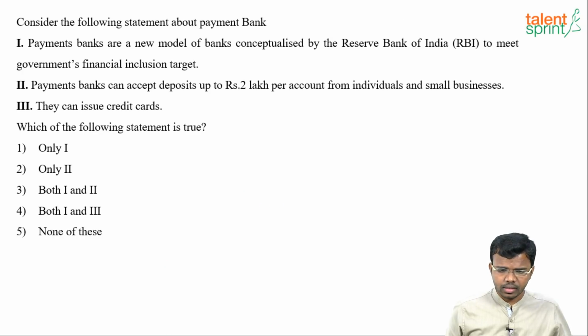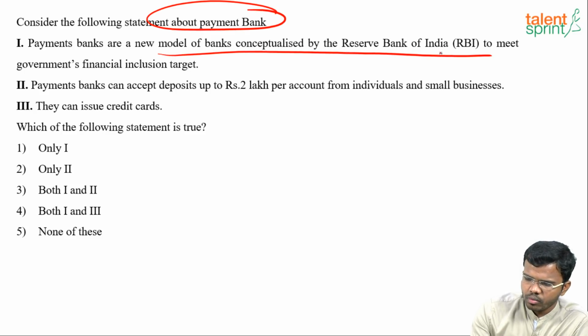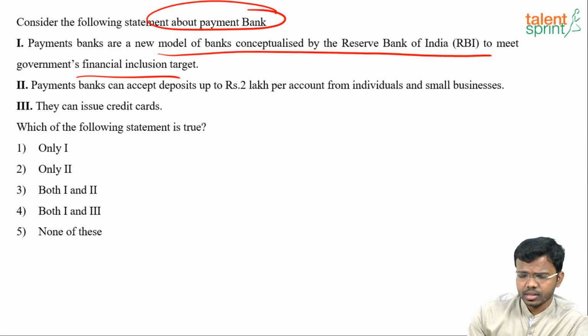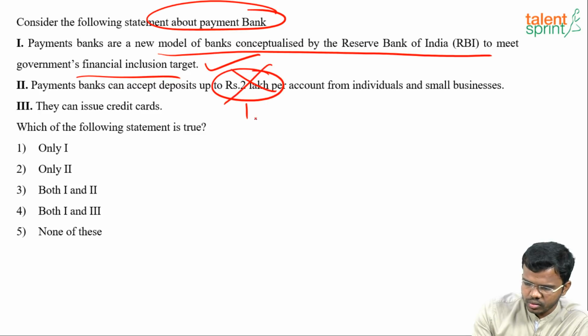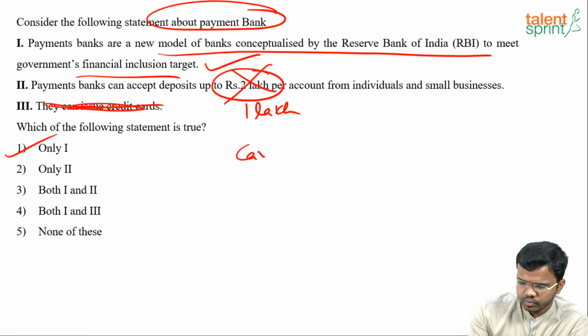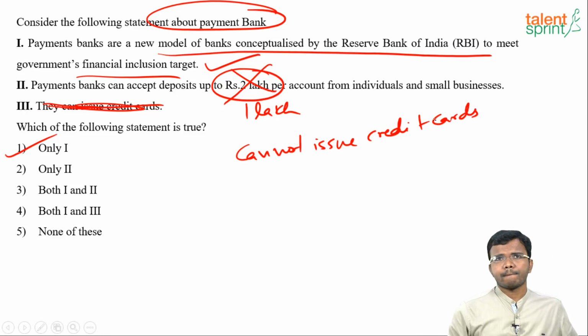Okay, next. Consider the following statements about payment banks. Payment banks are a new model of banks conceived by RBI for financial inclusion. Yes. Payment banks can accept deposits up to 2 lakhs. Is it 2 lakhs? No. It is only 1 lakh. They can issue credit cards? No. So the right answer is only 1. They cannot issue credit cards. Okay.